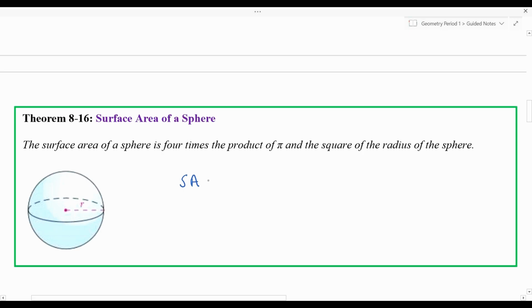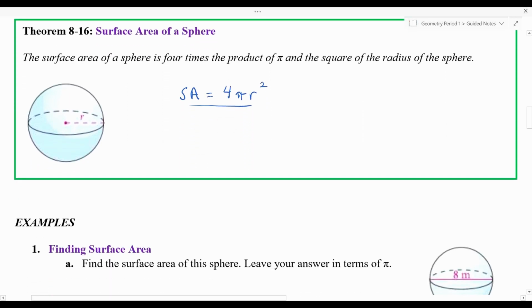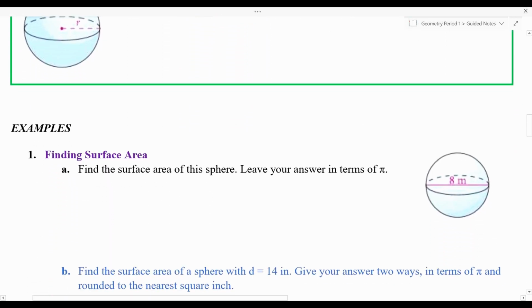So surface area equals 4 times pi, and the radius is squared, right? So it's going to be 4 pi r squared. And this formula right here is the one that we use to find the surface area of a sphere. We're going to take a look at how we use this formula and how we can use it later on to find other things.